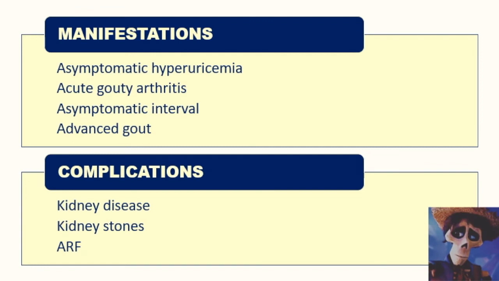Okay, so what are the manifestations? These are the manifestations that I've already mentioned. And then the complications: you have kidney disease, and your kidney diseases may be in the form of nephrolithiasis or kidney stones, and this time we are saying urate stones, and then it may also lead to acute renal failure. A sudden increase in the amount of uric acid in the bloodstream could possibly also damage the kidney, resulting in acute renal failure.